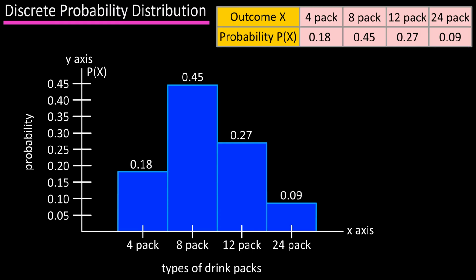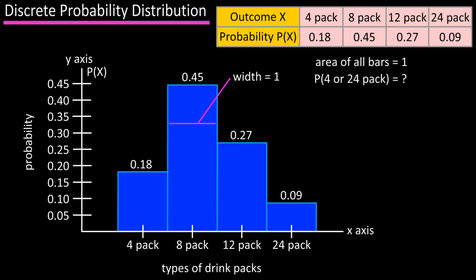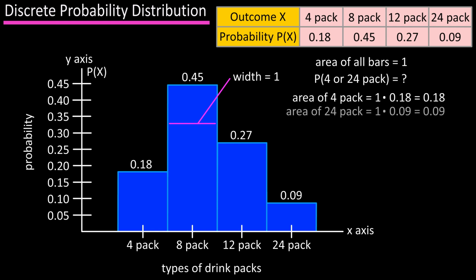One note with this graph, each of these bars represents a width of 1, and the total area of all the bars is equal to 1. So, for instance, what is the probability of selling a 4-pack or a 24-pack? The answer to this can be looked at as an area problem. The area of the 4-pack is width times height, 1 times 0.18, and the area of the 24-pack is 1 times 0.09. Add these together, 0.18 plus 0.09 equals 0.27. So the probability of selling a 4-pack or a 24-pack is 0.27, or 27%.